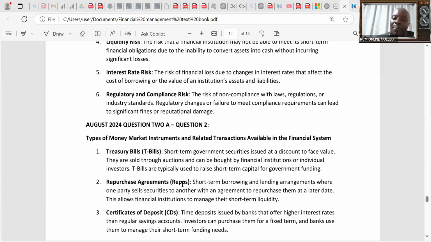Number two, remember what we call repos. Repos, repurchase agreements: short-term borrowing and lending arrangements where one party, one bank, sells some securities to another with an agreement to repurchase them at a later date. This allows financial institutions to manage their short-term liquidity. So what is happening here under repos? You must have heard of repos. It is quite common in these banks. One bank has a deficit in terms of money, another one has a surplus.